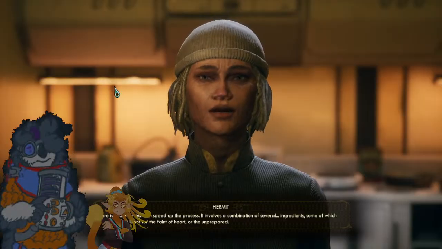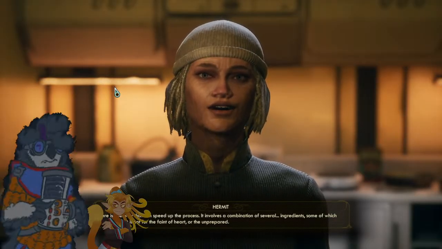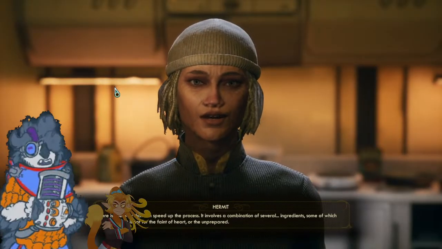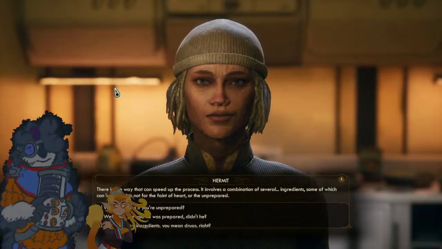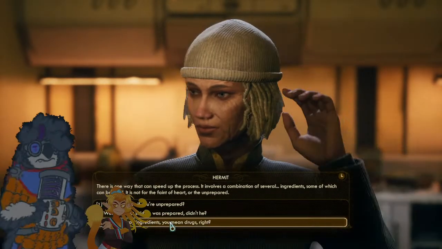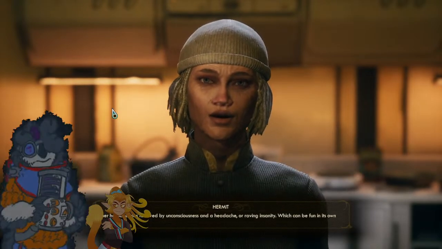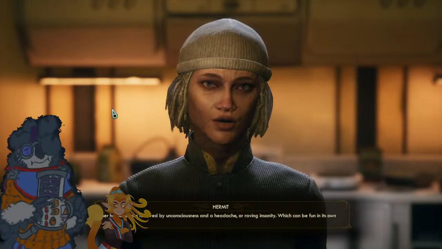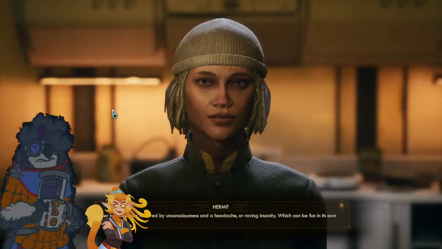There is one way that can speed up the process. It involves a combination of several ingredients, some of which can be fake. She's going to make us get high. It is not for the faint of heart or the unprepared. Either hallucinations followed by unconsciousness, or raving insanity, which can be fun in its own way. You mean drugs, ma'am? Yes. The truth.